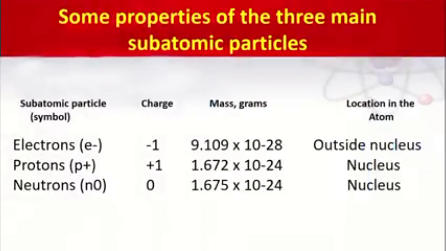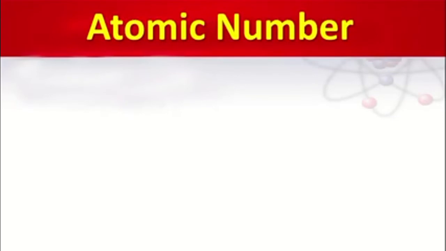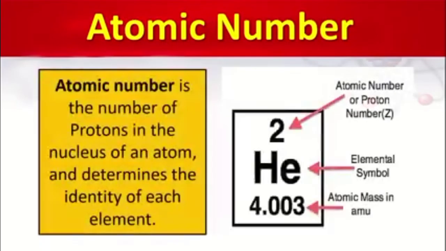Now here are some properties of the three main subatomic particles: their charge, the mass, and their location. Atomic number is the number of protons in the nucleus of an atom and determines the identity of each element. The number of protons is equal to the number of electrons. This number is the same for all atoms of a particular element. Atoms of different elements have different number of protons.